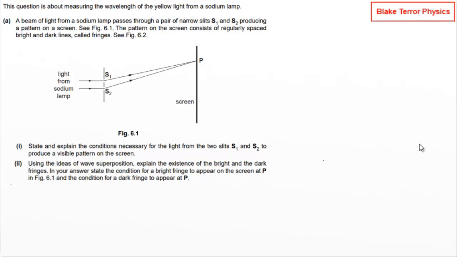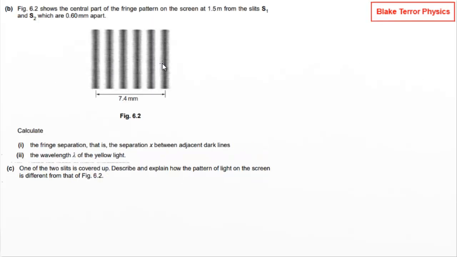Right, so this question is about measuring the wavelength of the yellow light from a sodium lamp. A beam of light from a sodium lamp passes through a pair of narrow slits, S1, S2, producing a pattern on a screen. The pattern on the screen consists of regularly spaced bright and dark lines called fringes. See figure 6.2, which is on the next slide. So there are these fringes going on here.